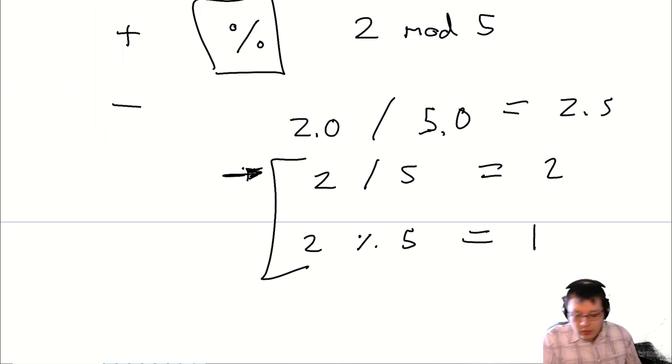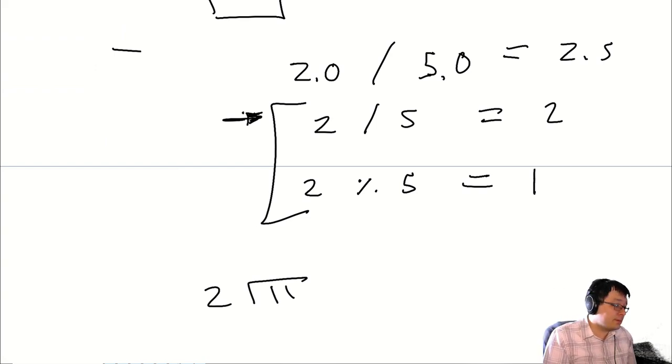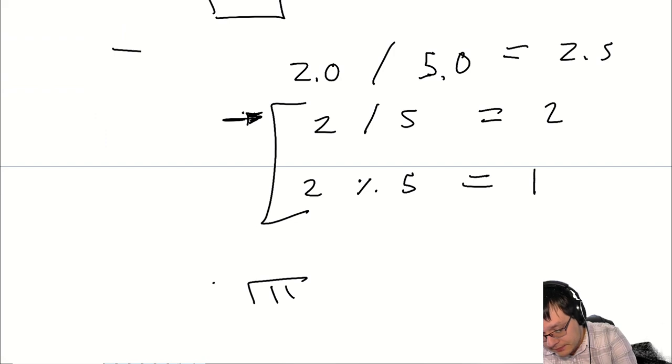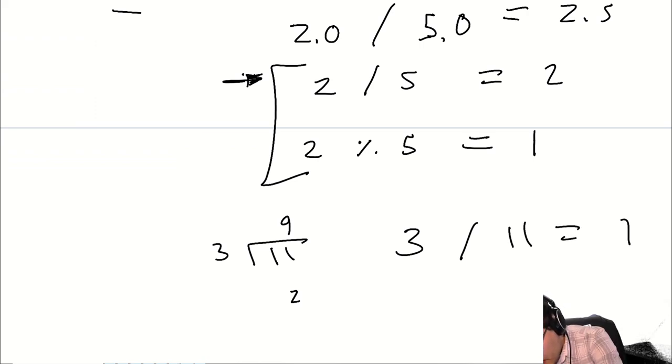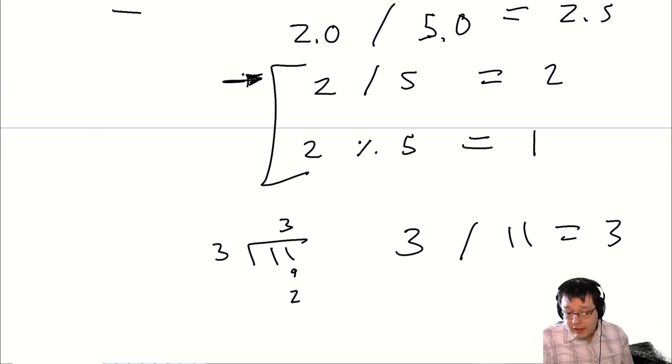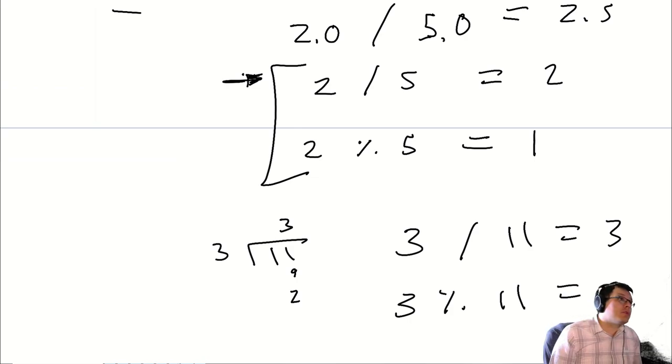So if I was to ask you to divide 2 by 11, for example, well, we already did 2, so maybe let's do a 3. 3 by 11, you know, 3 times 3 is 9. So put 9 there, you get a remainder of 2. Sorry, I was skipping ahead. This is 3 here, not 9. And then this is a 9 here, which then gives you 2. So that would give you a 3 there. And then if you were to do the modulus of that, so 3 mod 11, that would give you the remainder, which is 2. Okay?